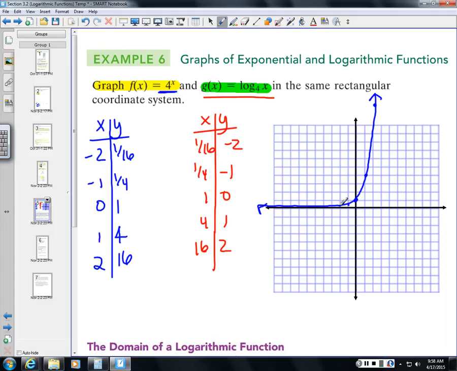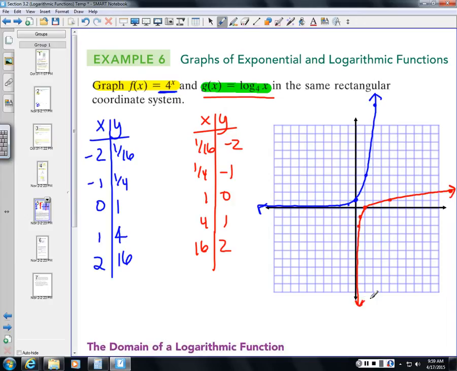And graphing now my log would be, this time, 1 and 0, 4 and 1. Again, 16 and 2 is going to go off my graph a little bit. 1/4 and -1 means I'm going to go over about 1/4 and down to -1, and then over 1/16 and down to -2. And you can see, based on what we already know these graphs are supposed to look like, we now have the log graphed.